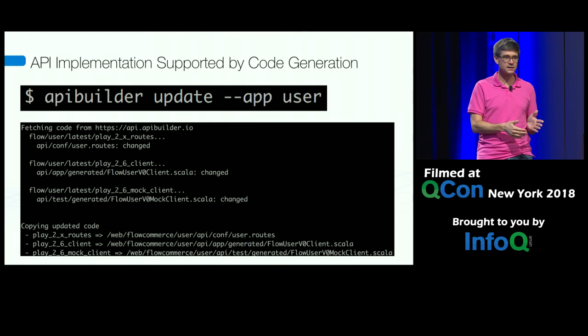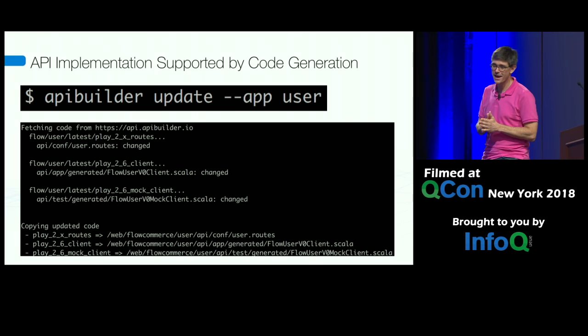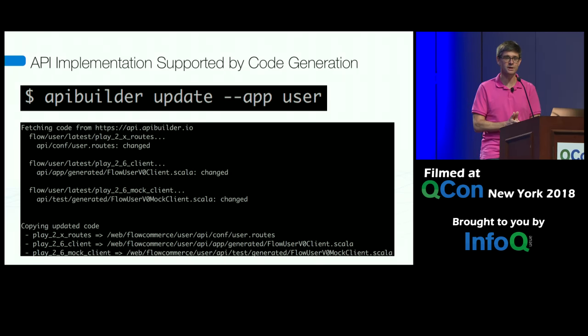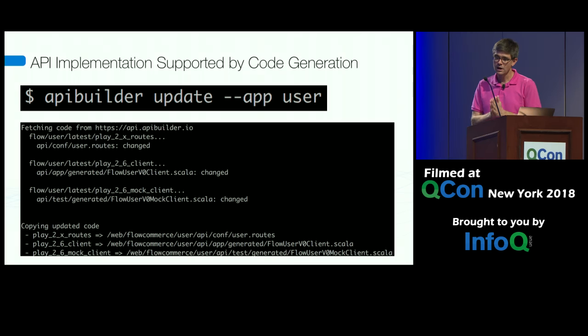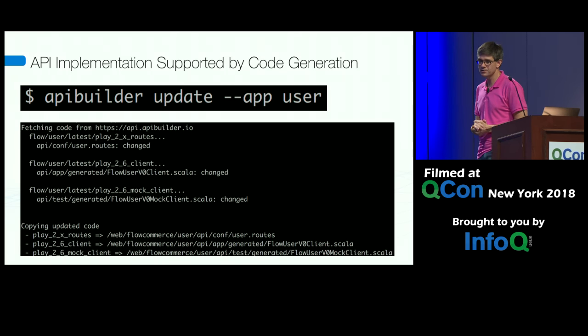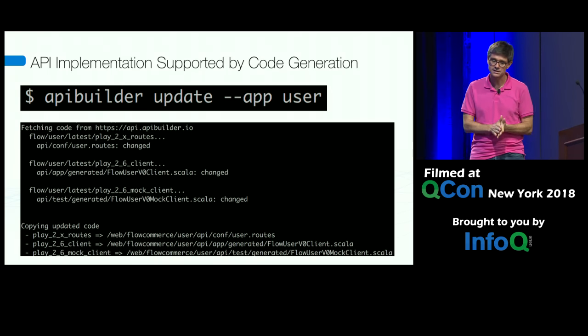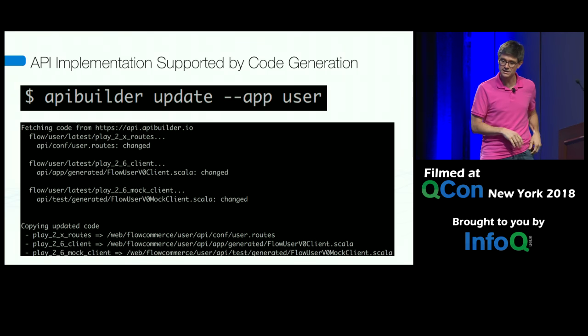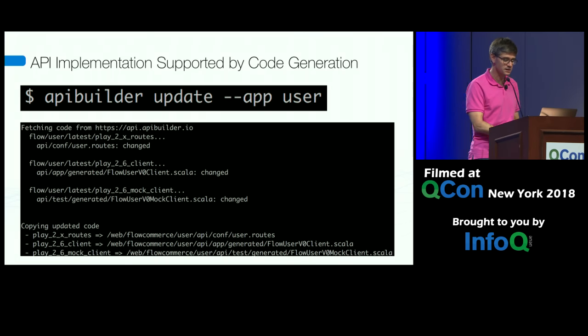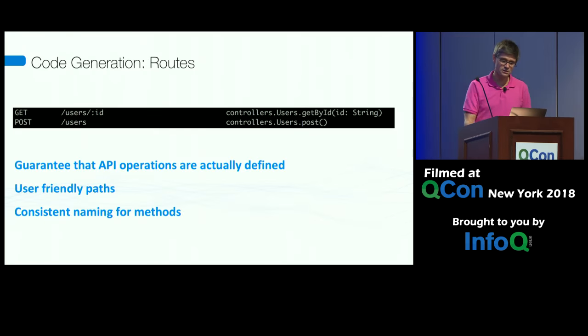And we invest heavily in the generators we write to make them readable, so that you can really understand what's happening without having to dig through megs and megs of source code in libraries that you may not be familiar with. So here's an example. We run API Builder update for the app user, and this generated three types of things: a routes file, a client, and a mock client. So let's go and look at them.